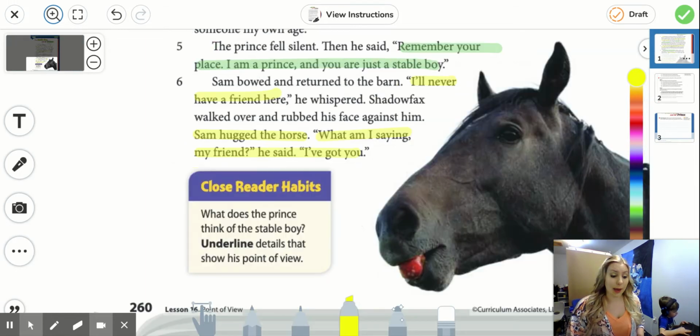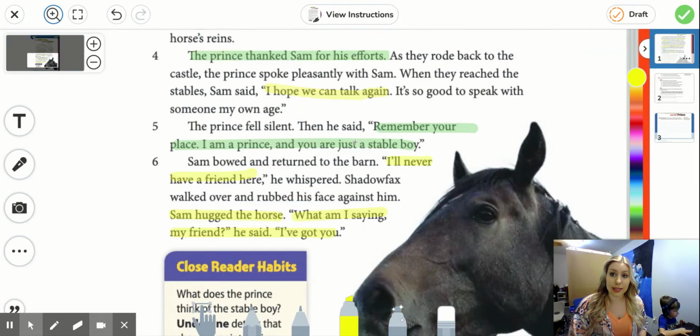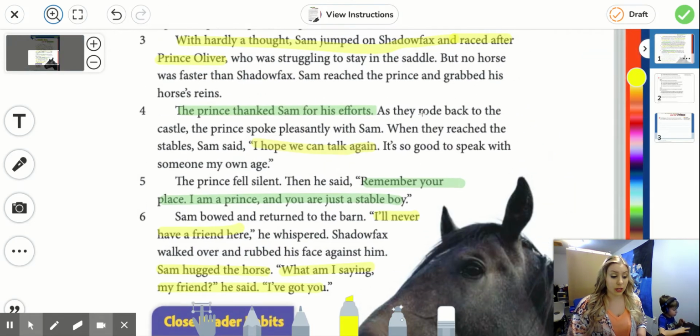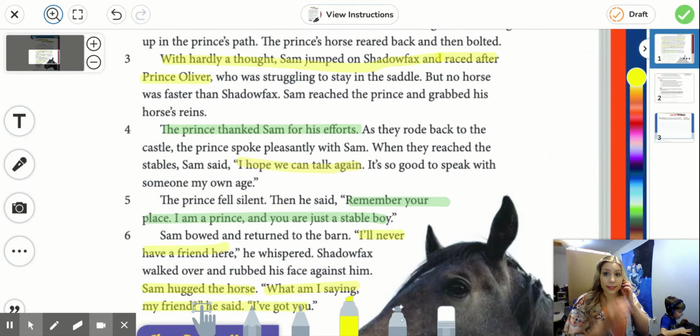So our close reader habit today to help us understand this story is, what does the prince think of the stable boy? And we already kind of highlighted those details to show his point of view. So we can tell Sam wants to be friends with the prince, right? And not because he's a prince, but because they're the same age. He just wants to hang out with someone his age. He just wants to talk to somebody that's a kid like him. But the prince thinks he's better than him. He says, "Remember your place. You're just a stable boy." So we can tell that the prince's point of view is very different from the stable boy, from Sam's.